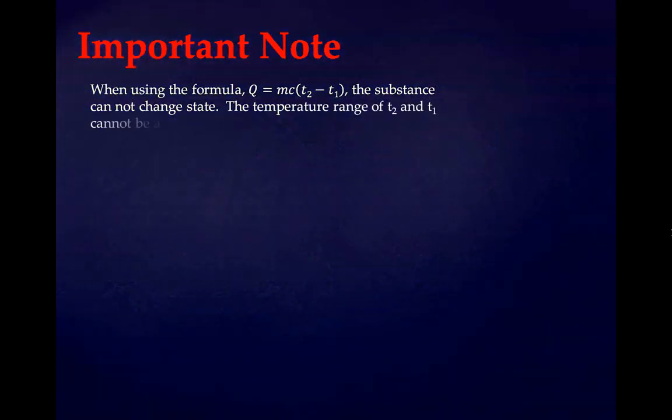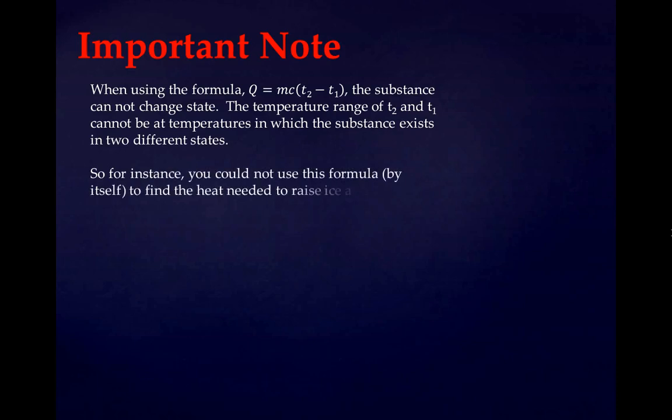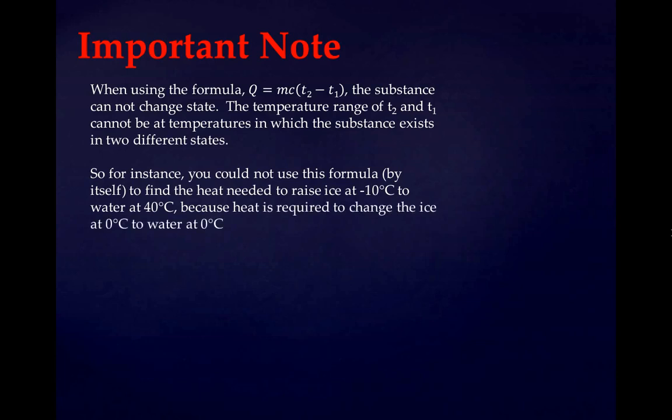Important note: when using the formula Q equals mc times (T2 minus T1), the substance cannot change state. The temperature range of T2 and T1 cannot be at temperatures in which the substance exists in two different states. So, for instance, you could not use this formula by itself to find out the heat needed to raise ice at negative 10 degrees Celsius to water at 40 degrees Celsius, because heat is required to change the ice at 0 degrees Celsius to water at 0 degrees Celsius.